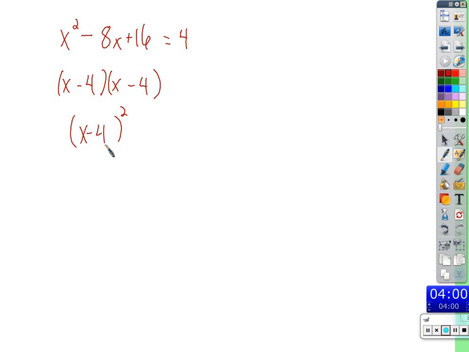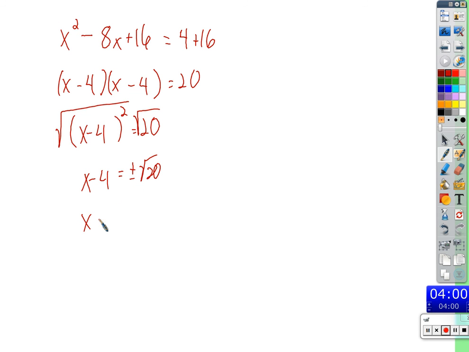But I had to bring in a 16 from nowhere. I added 16 to the left side, so we need to add 16 to the right side as well. So we get 20 there. And just like we've done so many times, I won't even make you tell me what we're going to do. We take the square root of both sides. Add 4. We get 4 plus or minus the square root of 20. You can take 4 and add the square root of 20, or take 4 and subtract the square root of 20. You got your two solutions.